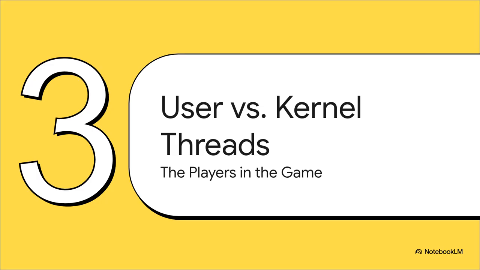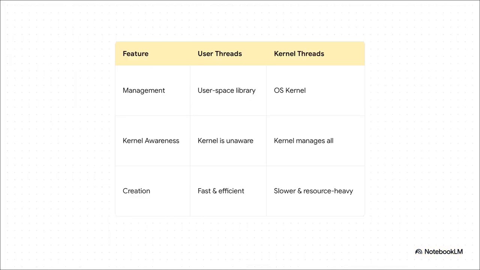Now, to get how this all works under the hood, we need to meet the two main players in this game, user threads and kernel threads. You can think of them as the two different types of workers we have to get the job done. Okay, so user threads are managed by the application itself in what we call user space. This makes them incredibly fast and lightweight to create and manage. In fact, the operating system's kernel doesn't even know they exist.